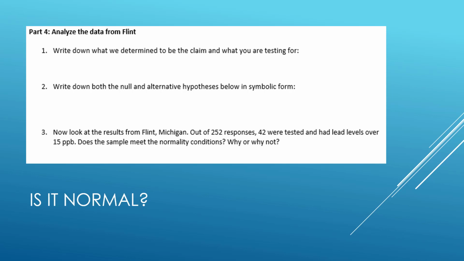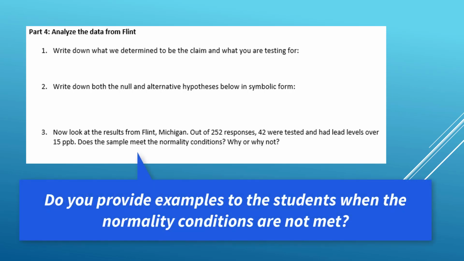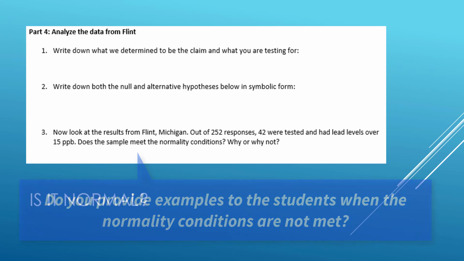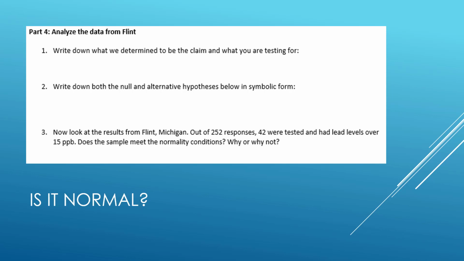Lastly, in number 3 on this slide, as you're looking at the results from Flint, there are some conditions about normality that must be met in order to use the appropriate tests here. We'll be using a z-test for proportions. So does the sample meet the normality conditions? Again, utilize your textbook. If the textbook has a different rule than what we're giving you here, make sure that you modify and use the one that's in the textbook so you don't confuse the students.